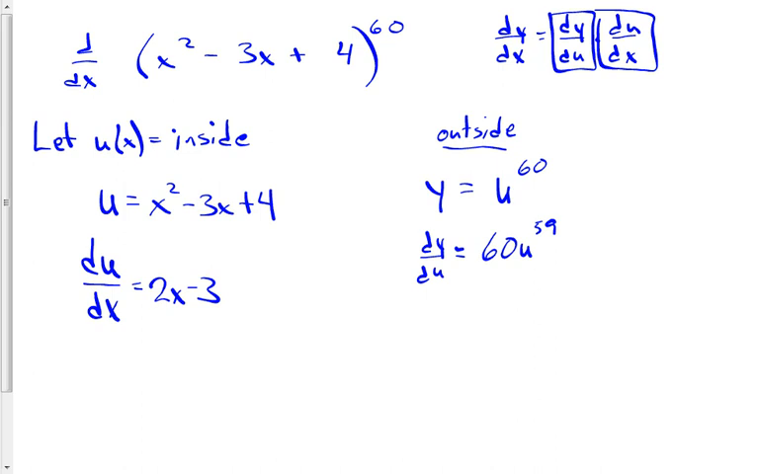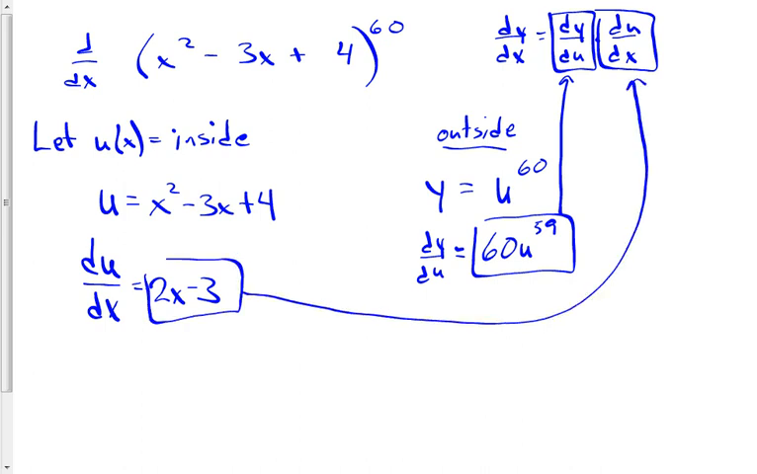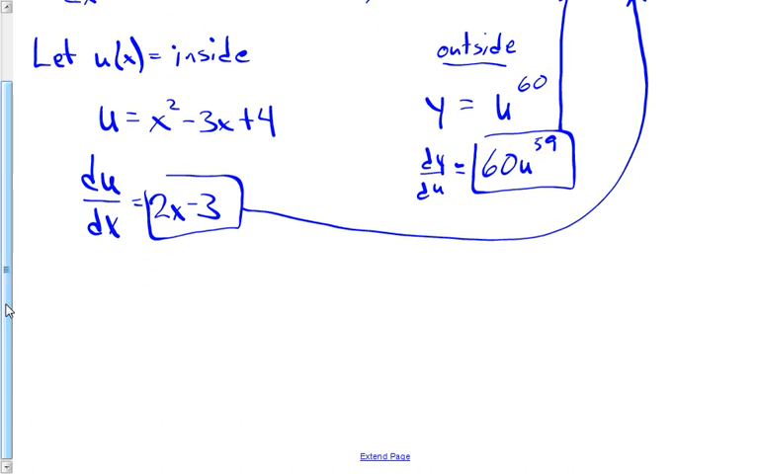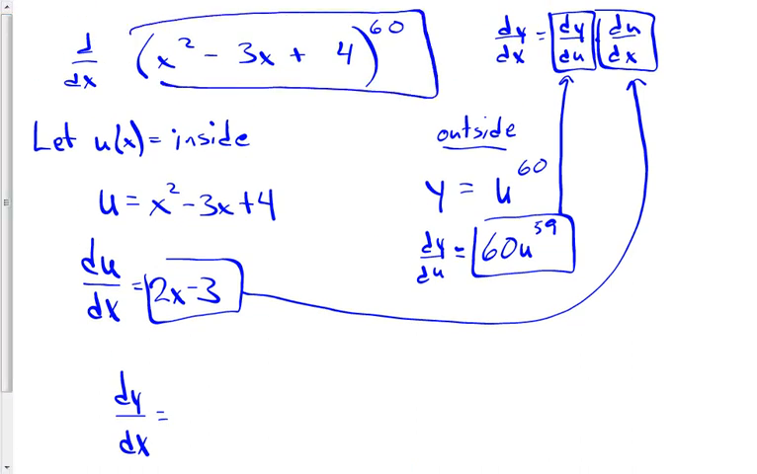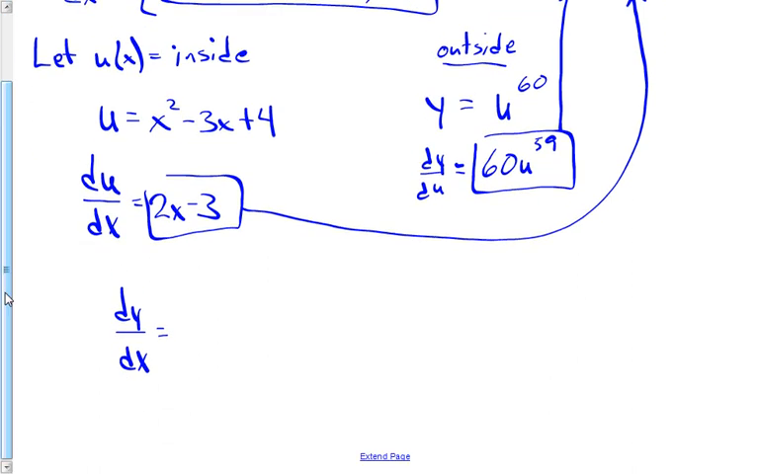Okay. Now I'm going to take these two things, and I'm going to put them where they belong. That goes there. That goes there. So dy dx, the derivative of this thing that I'm trying to find the derivative of, is dy du times du dx. Are you happy with that notation, and should we call it done?